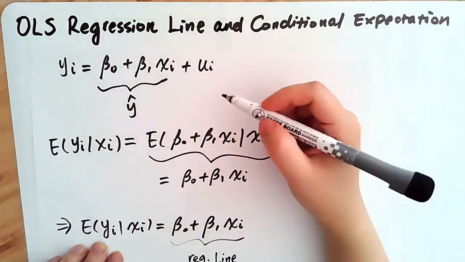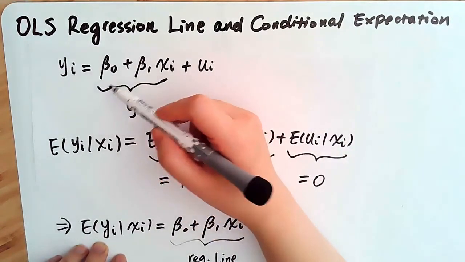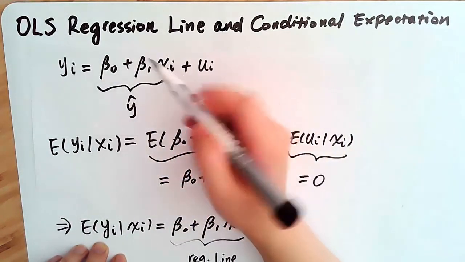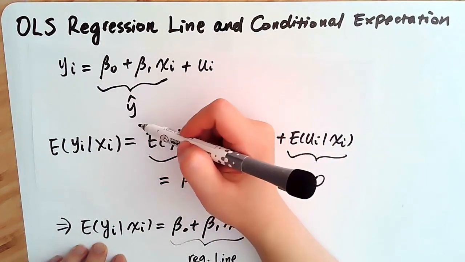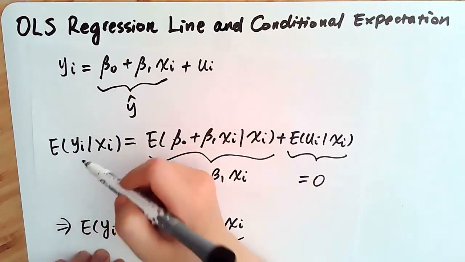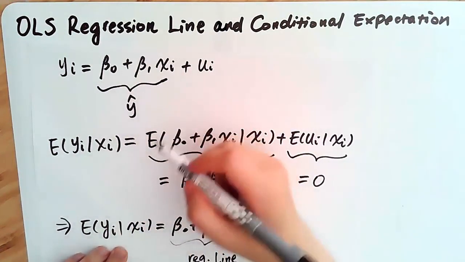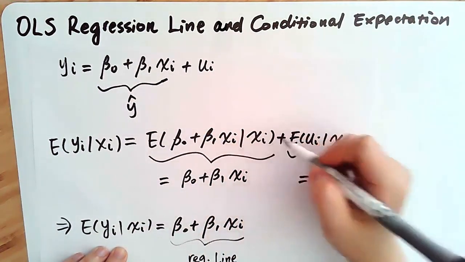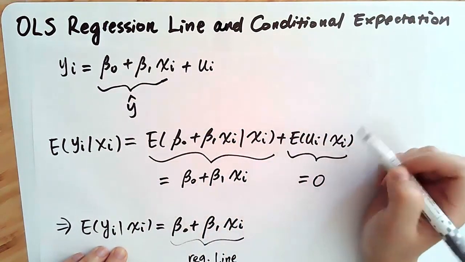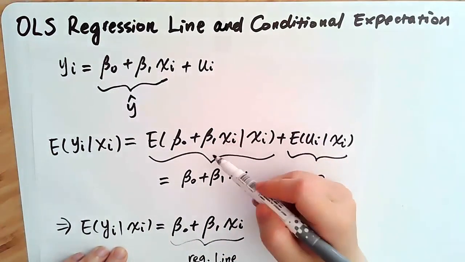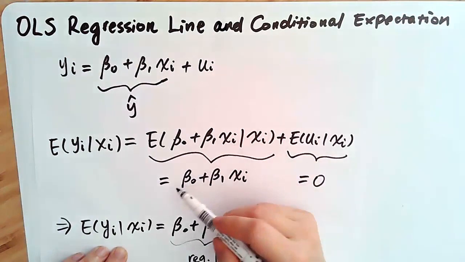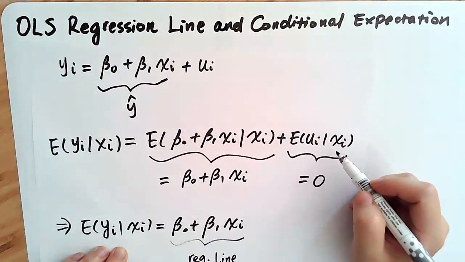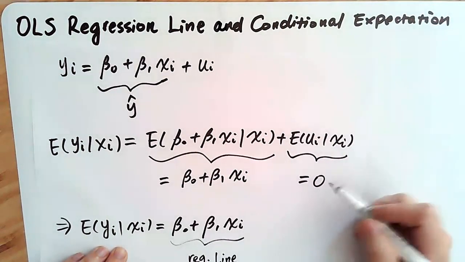The specification for the one-variable regression is Y equals beta naught plus beta 1 X plus U. Beta naught plus beta 1 times X gives us the predicted Y, or the regression line. Now, the conditional expectation of Y given X can be written as the conditional expectation of beta naught plus beta 1 X given X, plus the conditional expectation of U given X. Because the first term is essentially X based on X, it will just be equal to itself. The second term, given assumption 1 holds, is equal to 0, and therefore it will go away.